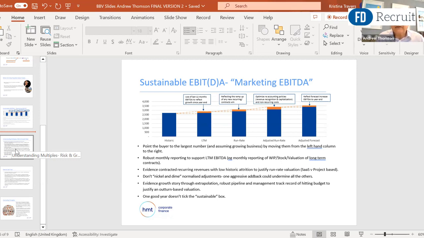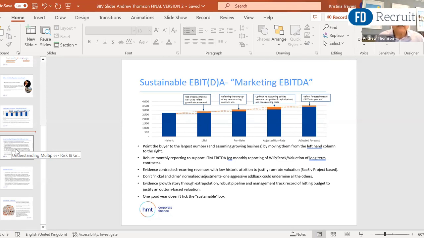And sometimes a business may have both those elements in its revenue line, in which case your run rate analysis may value the project-based work looking back 12 months, and the SaaS revenue could be on a run rate basis.